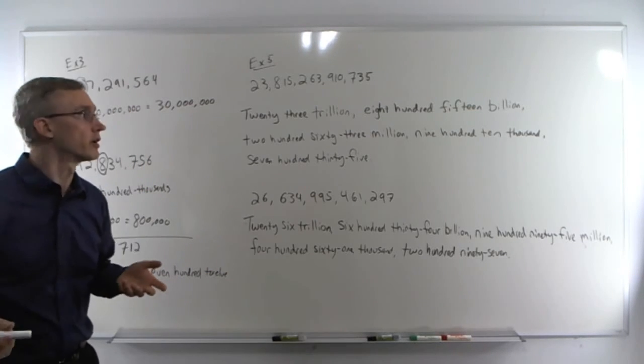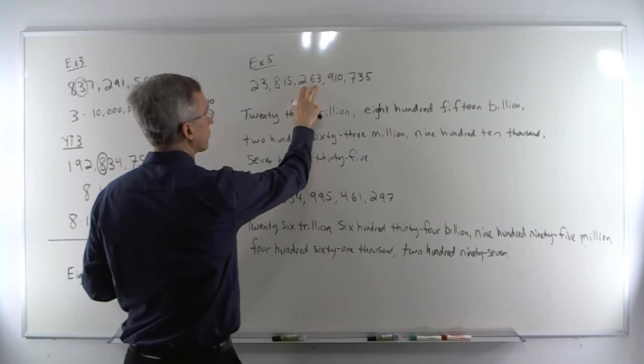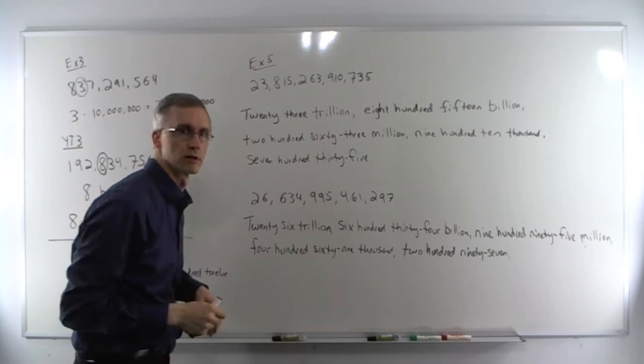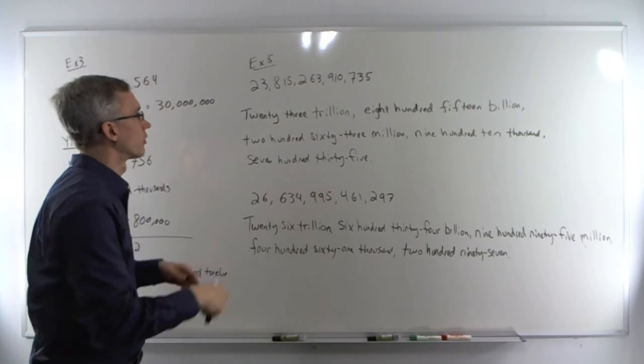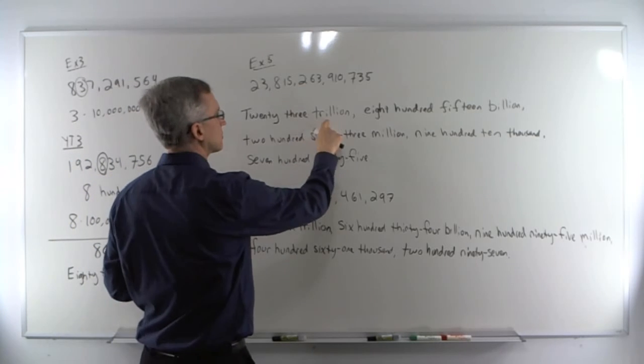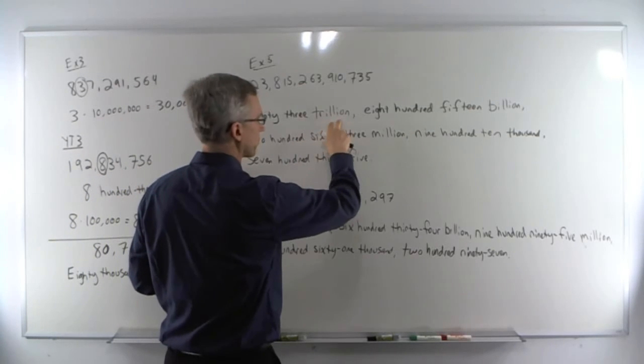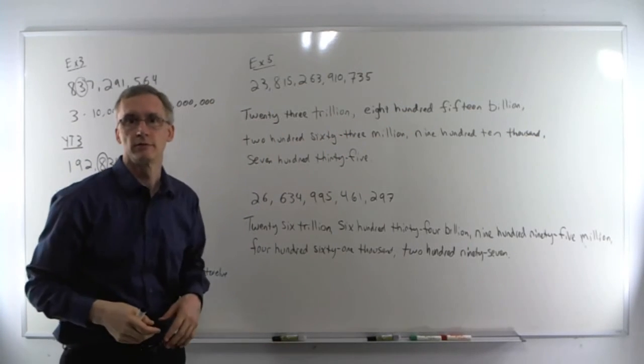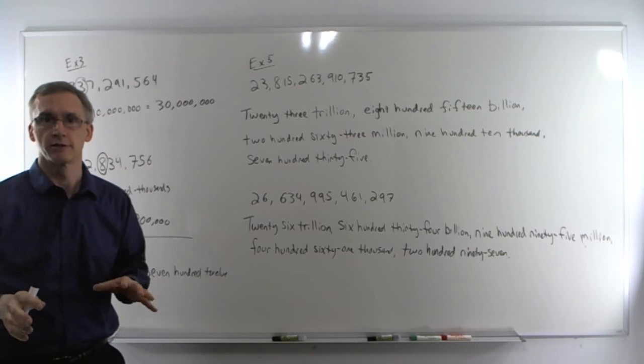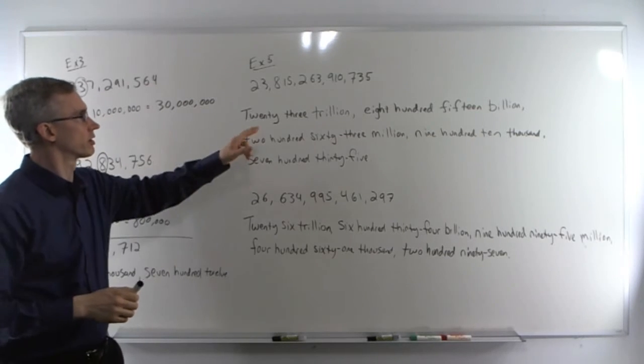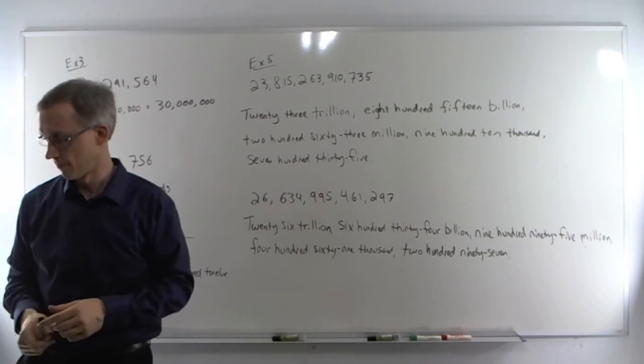So what you really need to be good at is just converting these 3-digit numbers into words and then attaching whatever extra word you need on there. Trillion, billion, million. And that's all it takes to convert these. So make sure you can convert any 3-digit number.